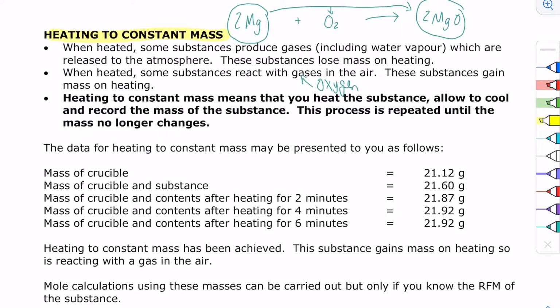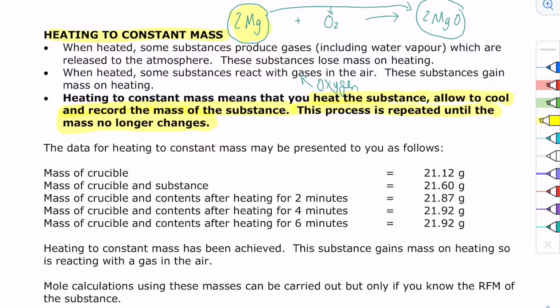Now how we do this is heating to a constant mass. So this is a definition you need to learn. You heat the substance, allow it to cool, and record the mass of the substance. Then you repeat this process until the mass no longer changes. At the point when the mass no longer changes, that'll let you know that all the magnesium in this example has reacted. If the mass keeps changing, that means there's still more magnesium in there that can react with the oxygen in the air.